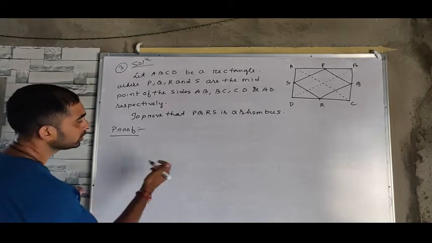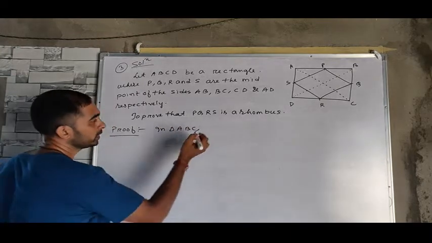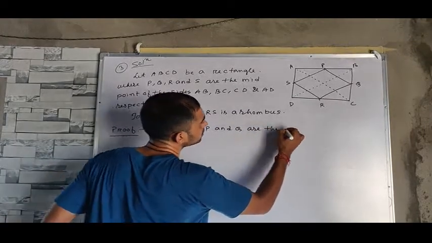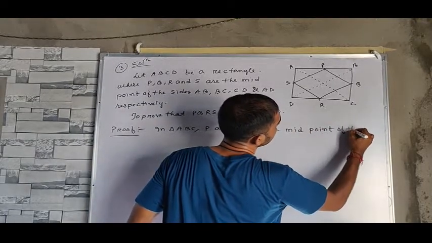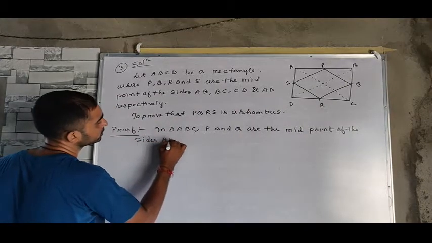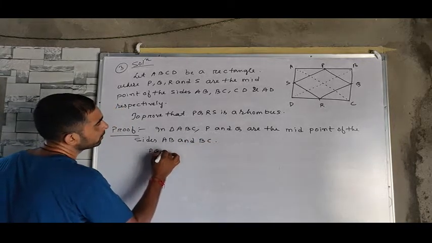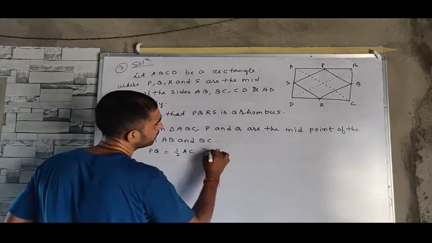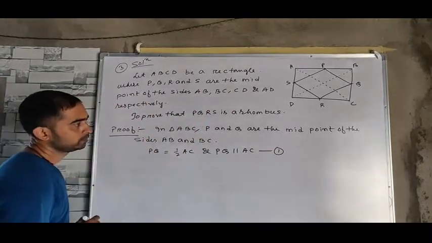So first of all, in triangle ABC, P and Q are the midpoints of the sides AB and BC. Therefore, PQ is equal to half AC and PQ is parallel to AC. This is equation number 1.